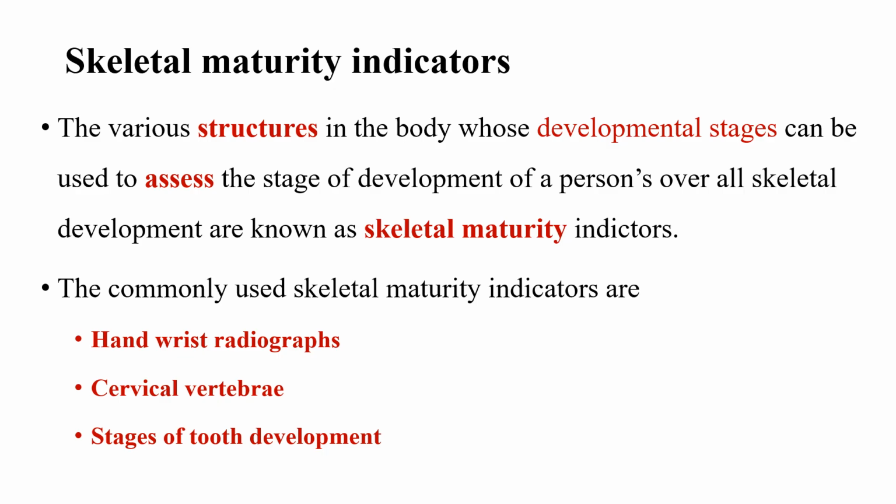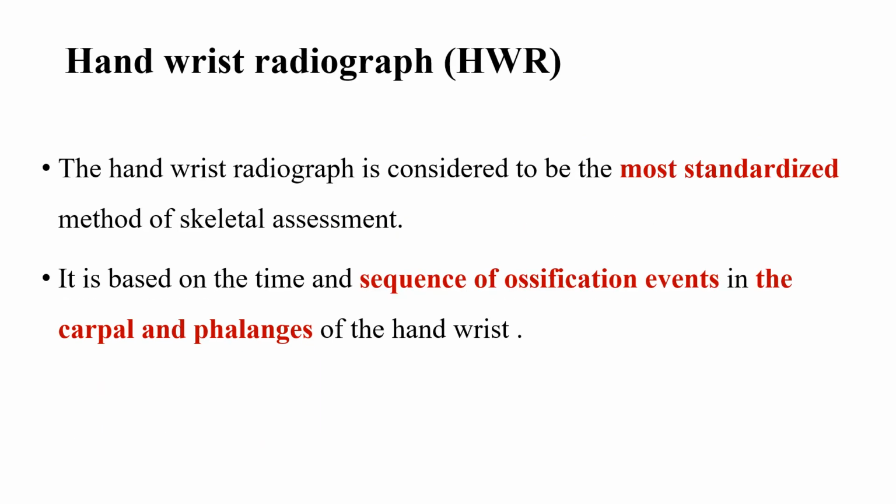The various structures in the body whose developmental stages can be used to assess the stage of a person's overall skeletal development are known as skeletal maturity indicators. The commonly used skeletal maturity indicators are hand-wrist radiographs, cervical vertebrae, and stages of tooth development. The hand-wrist radiograph is considered to be the most standardized method of skeletal assessment, where the assessment is based on the time and sequence of ossification events in the carpal bones and phalanges.